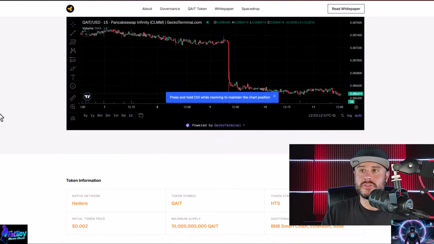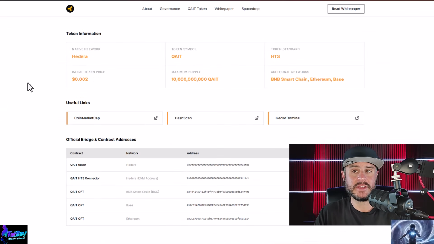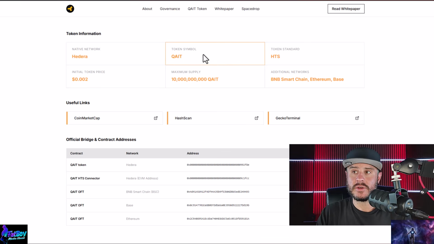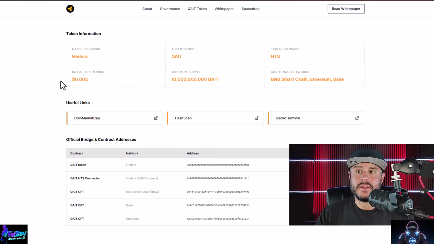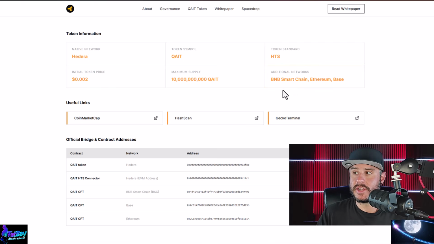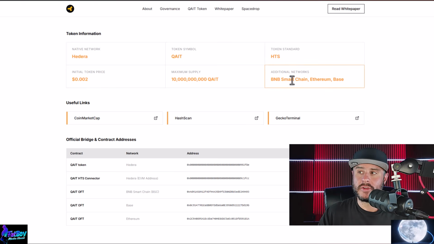As you roll down, it gives you more information. It says token information. It's going to be native on Hedera. As you see, the token symbol is, of course, Qait. And then we have the token standard is the Hedera Token Service. The initial price here, maximum supply of 10 billion Qait. Additional networks, we have BNB Smart Chain, Ethereum, Base. We're going to talk about other networks here just in a second when we look at CoinMarketCap.